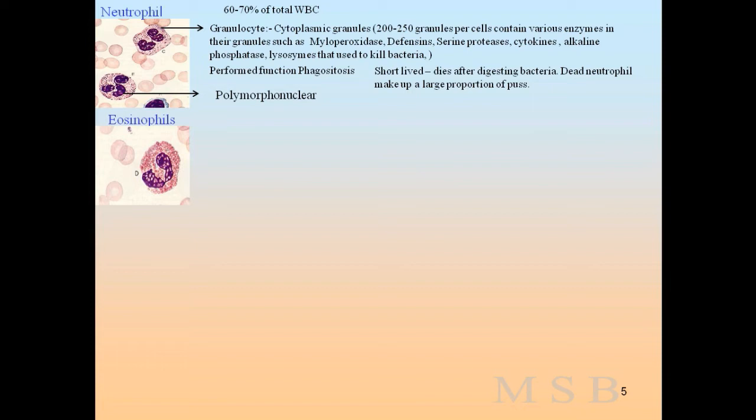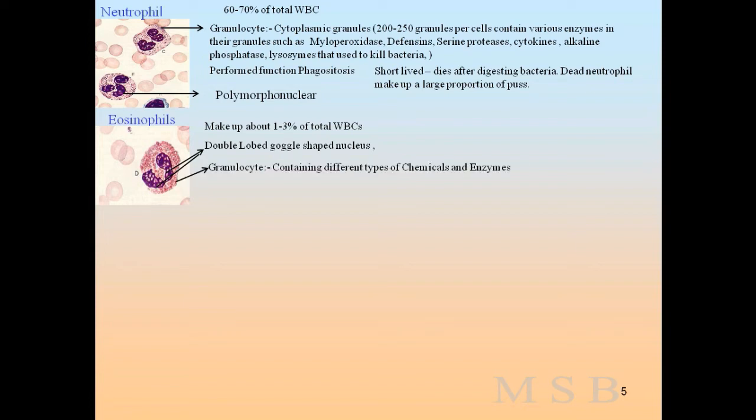The next cell in the innate immune system is the eosinophil. It makes up about 1 to 3% of total WBCs. It has a double-lobed, goggle-shaped nucleus. It also contains granules in the cytoplasm, so it is also a kind of granulocyte containing different types of chemicals and enzymes, and these are used to kill pathogens. They are involved in killing parasites through degranulation and also in allergic inflammations such as asthma.